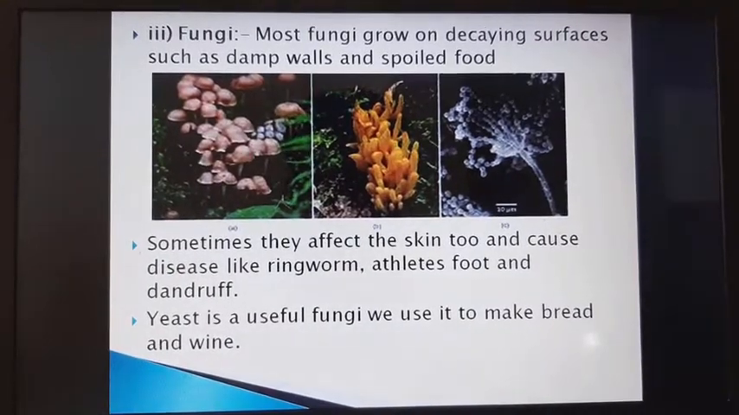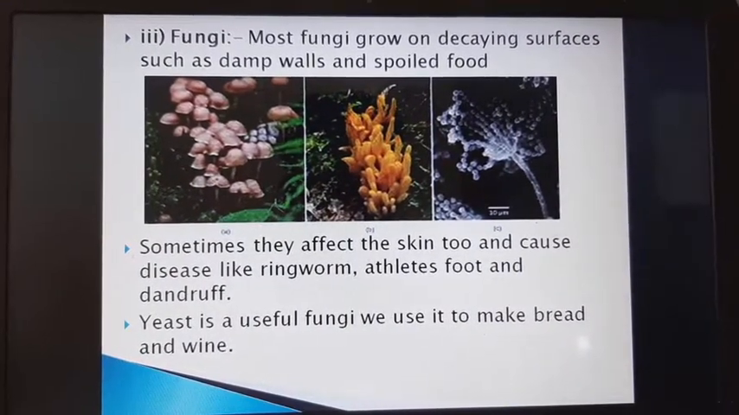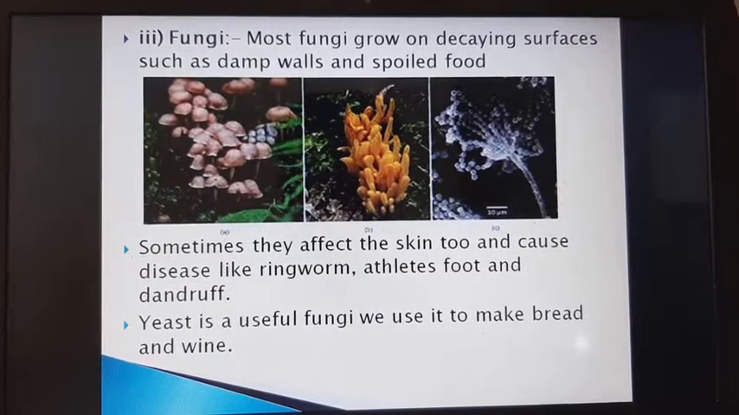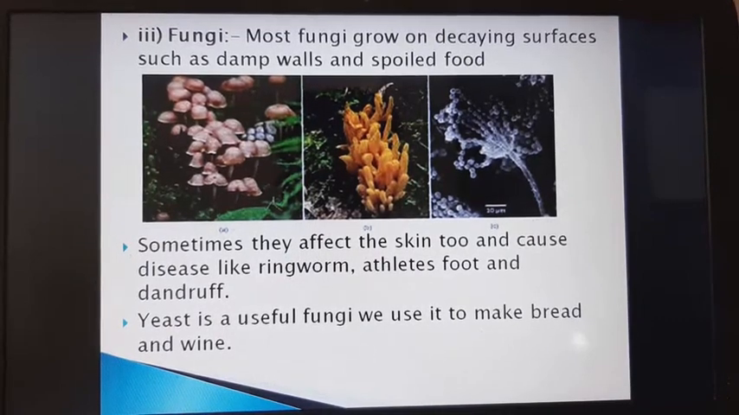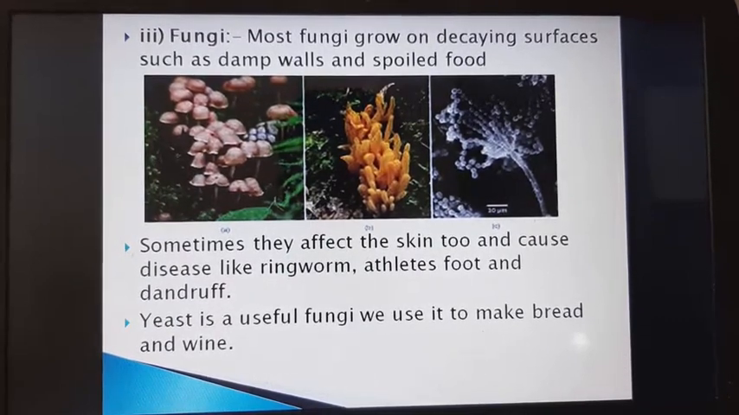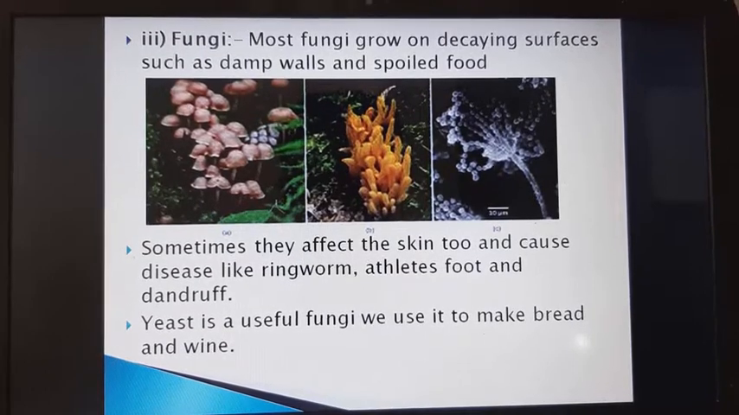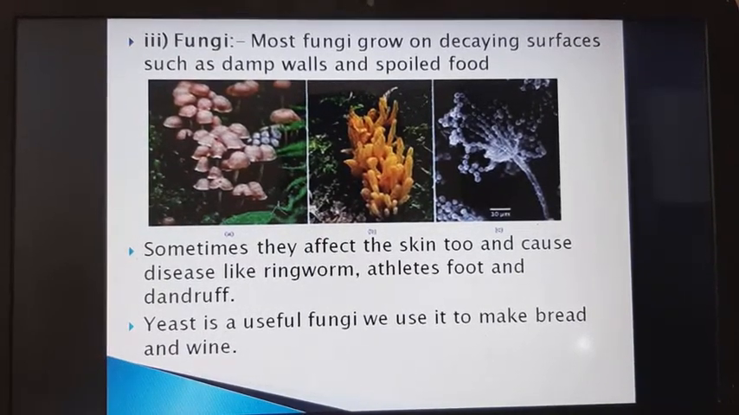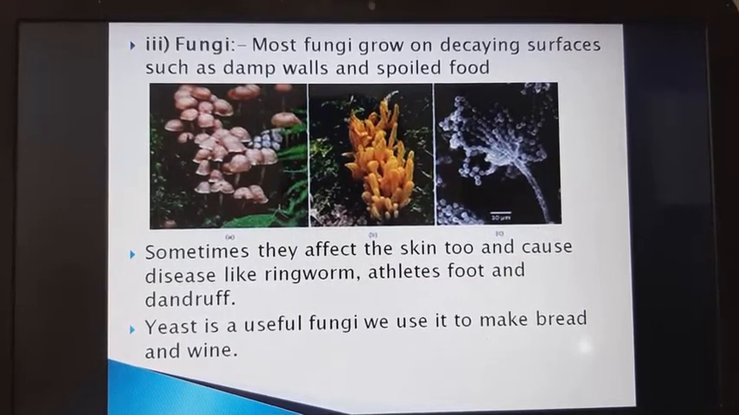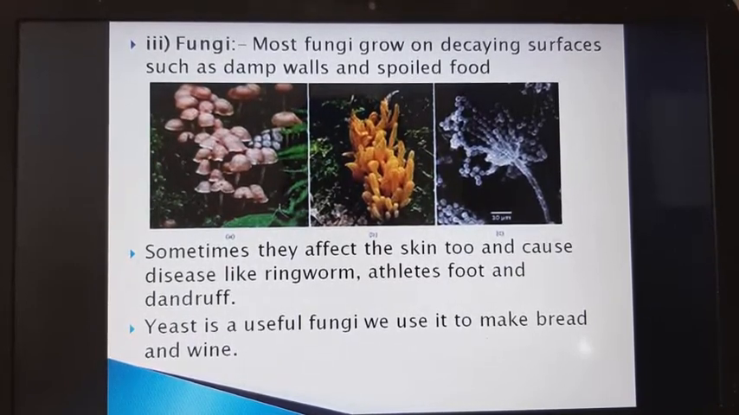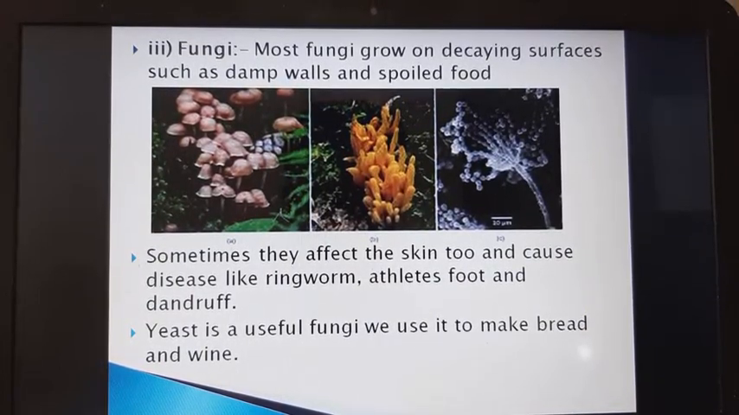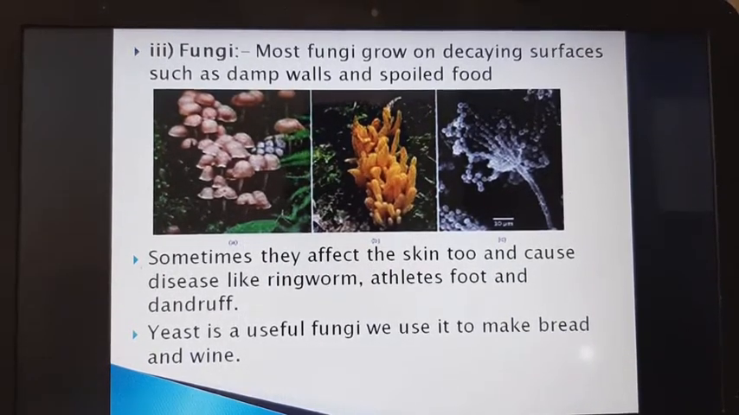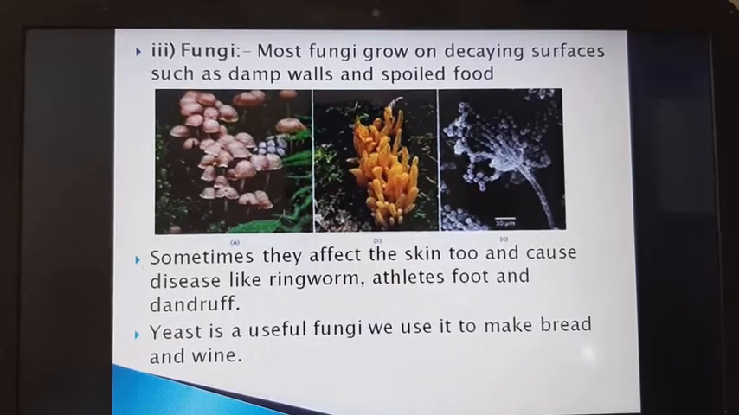Third, fungi. Most fungi grow on decaying surfaces such as damp walls and spoiled food. Sometimes they affect the skin too and cause diseases like ringworm, athlete's foot, and dandruff. Observe the picture of various fungi displayed on the screen. Yeast is a useful fungi. We use it to make bread and wine.